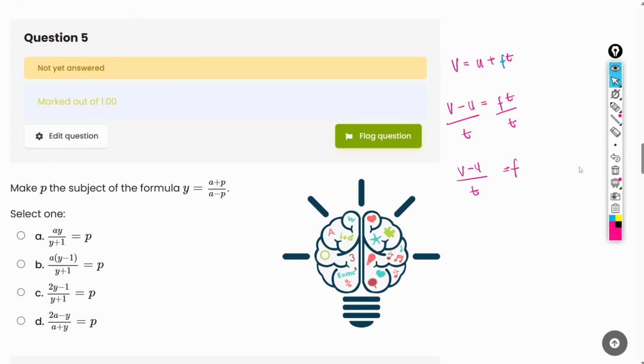Question 5 says, make p the subject of the formula. All right, now if you look at this, you would find out that you have p in more than one place. So the question is, how am I going to make p stand alone? Because I have p in more than one place. Well, so I'll do this.